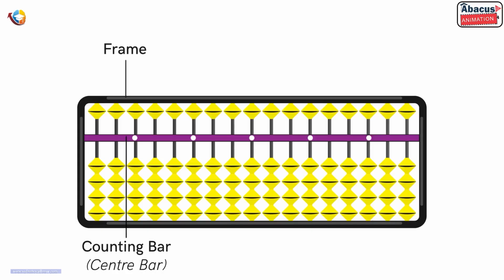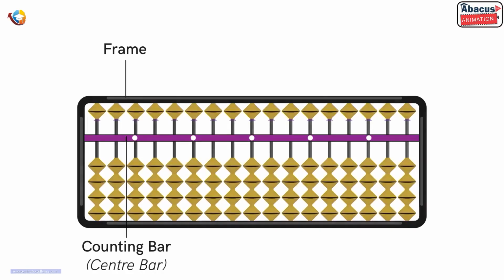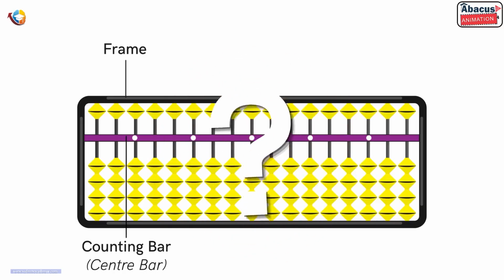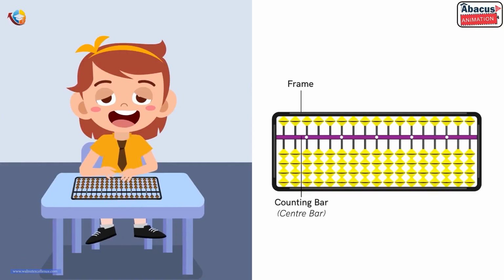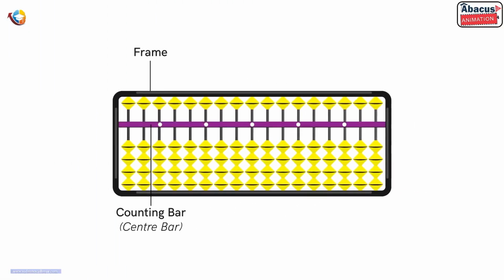Now, can you see these little yellow diamonds here? Can anyone tell me what these are called? Ruby, you raised your hand first. Tell us, what are these yellow diamonds called? That is correct. These are called beads. Children, now listen carefully. The beads above the counting bar are called upper beads or heaven beads.